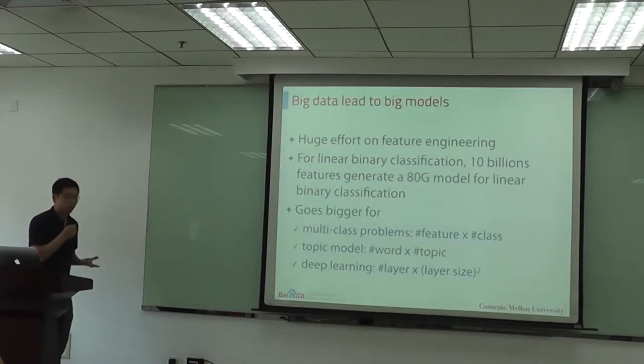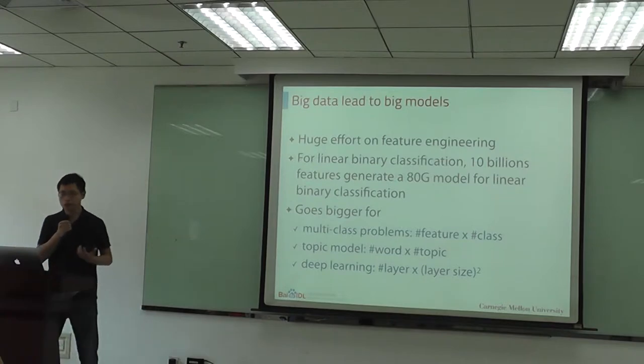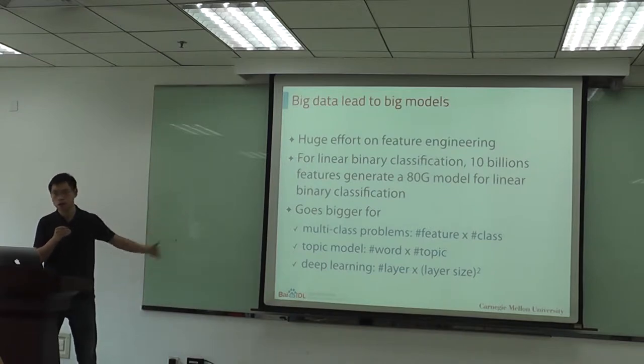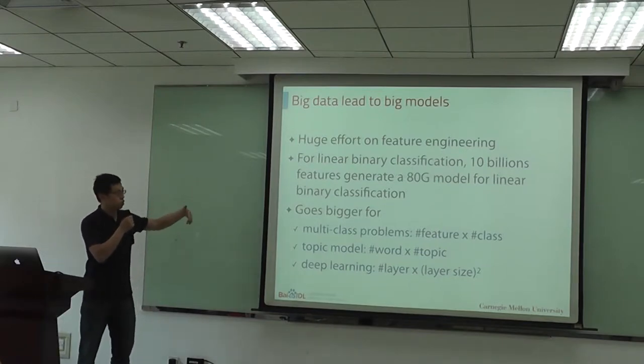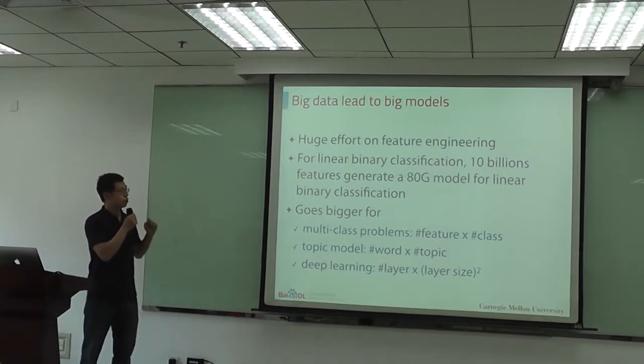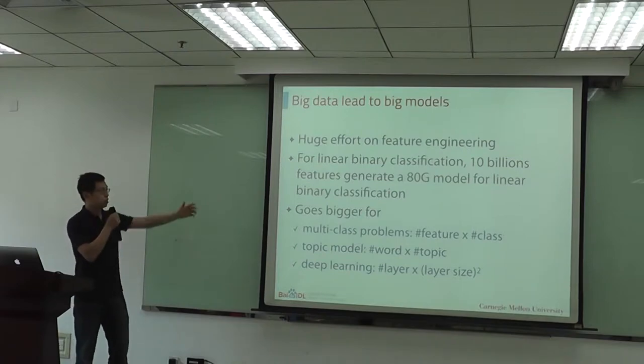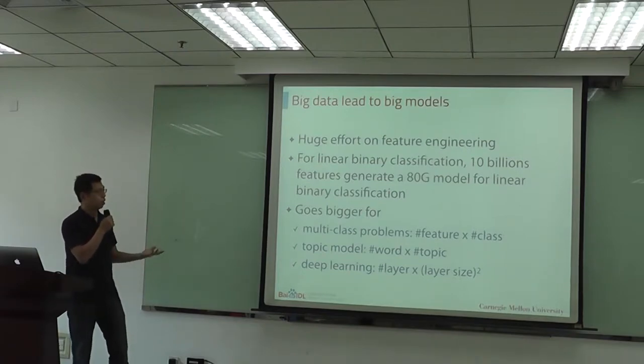Given that you have so much data, what you can do is learn a large model, because there is a lot of information in this data. So I want to learn a large model so I can model better. If you learn linear binary classification with 2 billion features, you can generate a model that has 10 billion weights. And this is about 18 gigabytes of data.